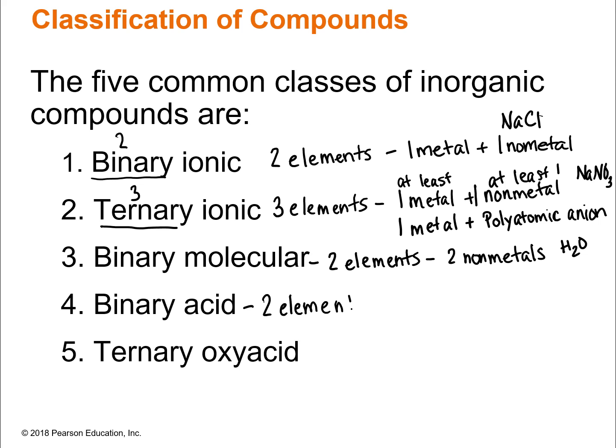A binary acid, again, binary, think two. There are two elements. You're always going to have a hydrogen plus a non-metal. You'll also see in parentheses an AQ after it for aqueous.